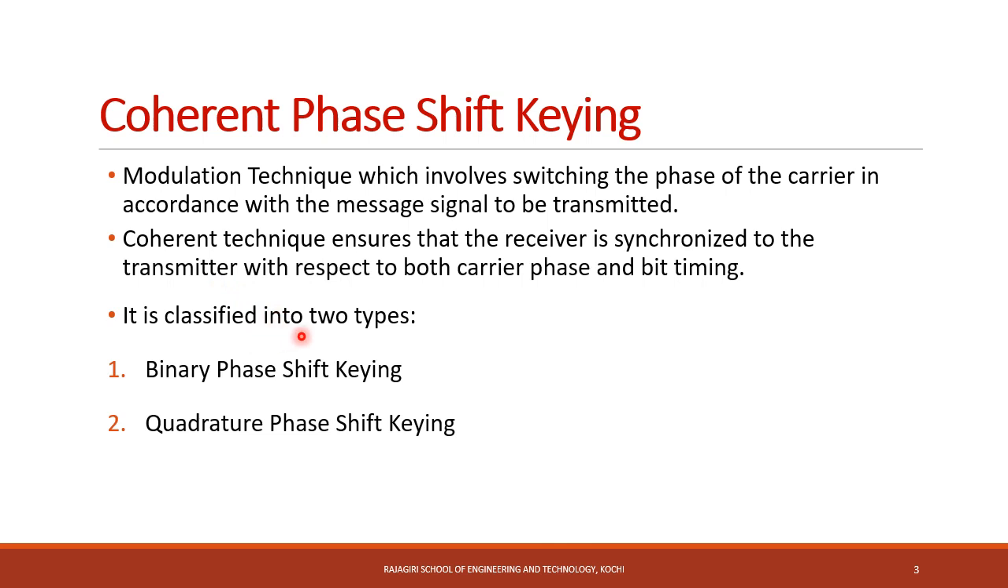So coherent phase shift keying techniques are of two types. You have binary phase shift keying and quadrature phase shift keying. In binary phase shift keying, there are only two symbols to be transmitted, and the phase of the carrier can take one of two values, either 0 or 180 degrees. Now, in quadrature phase shift keying, there are four symbols that can be transmitted, and the phase of the carrier can take one of four values. For example, 45 degrees, 135 degrees, 225 degrees, and 315 degrees.